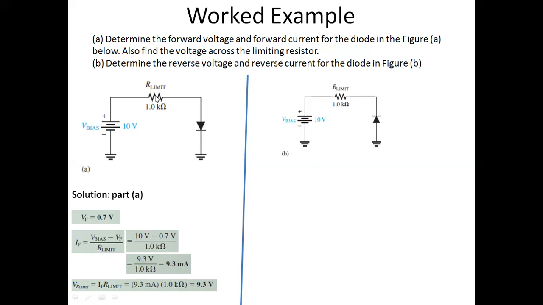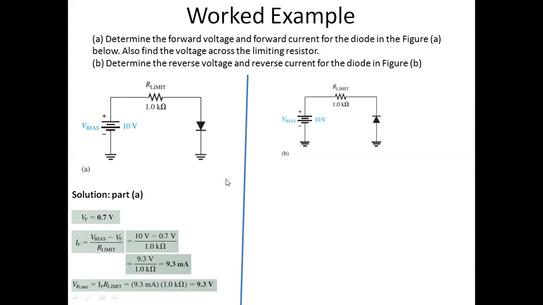Another way of getting the voltage drop across this resistor is to just use Ohm's law. You say what is the current flowing through the resistor and what is the resistance of this resistor, then multiply the two, and that is what has been done here. The forward current times the value of the resistor, and you get this value. But remember, you could have gotten the same value by subtracting the 0.7 that is here from 10 to get what is being dropped at this point.